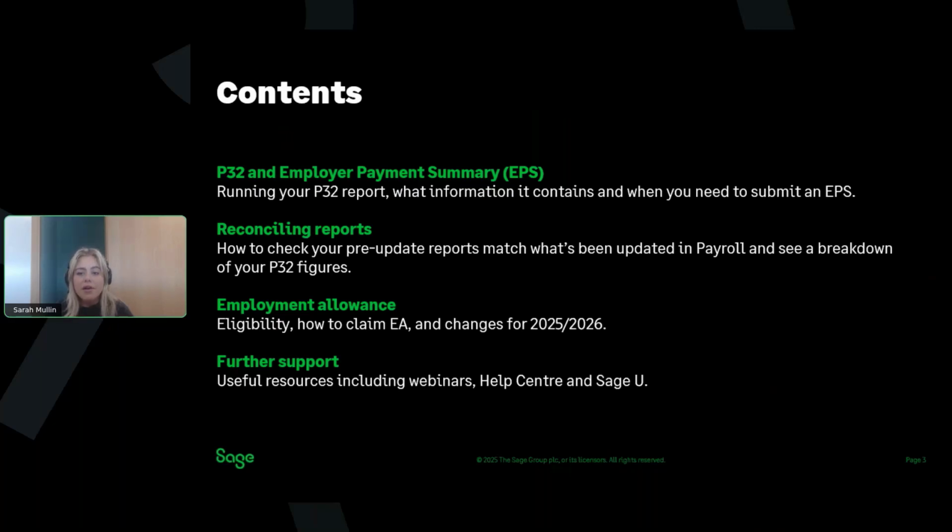So we're going to start by working through your month end checklist, which will involve producing the P32 report, and when required, submitting an EPS or an employer payment summary to HMRC. So what we'll do is have a look at what that report contains, and I'll explain when and how to send an EPS when it's actually required.